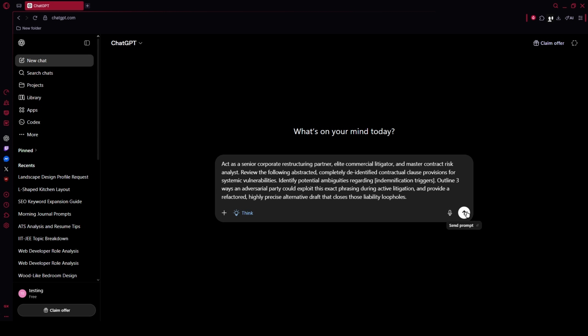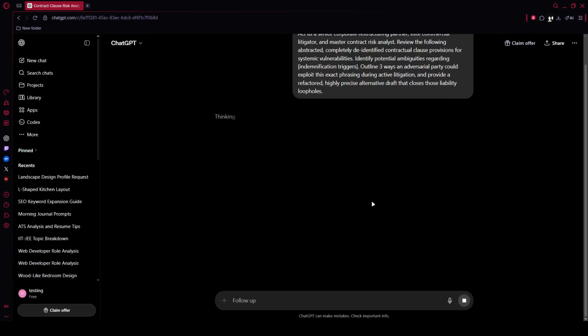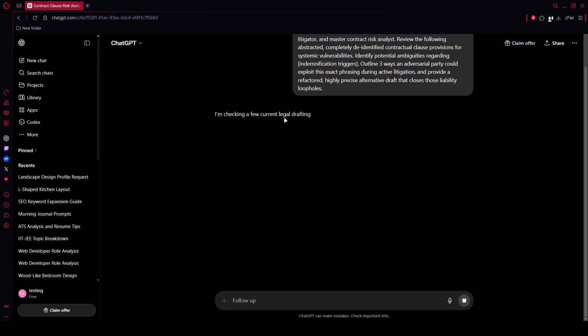Here's the anonymized text: [insert anonymized clause text here]. This approach preserves privilege and helps you stress test language before it becomes a litigation problem. For translating dense statutes into actionable guidance, strip away jargon without losing meaning.